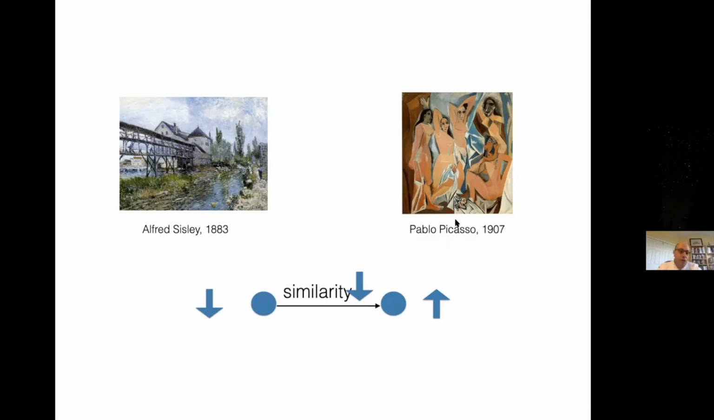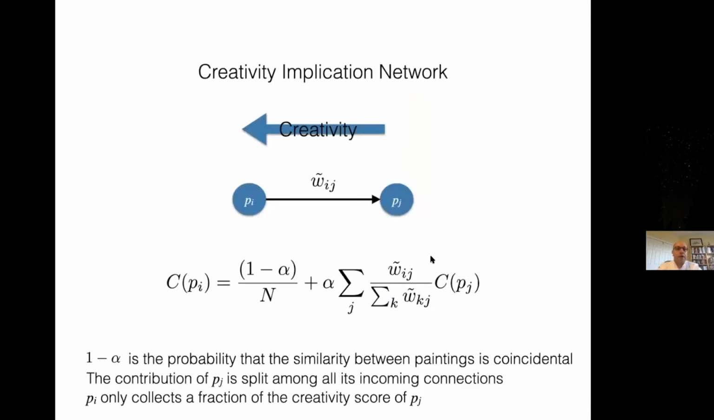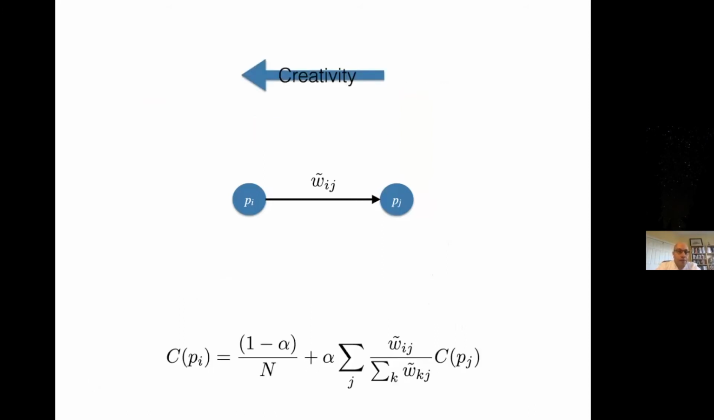So if you take these two elements of inference and start building a formulation for creativity, you can write down a formulation like that, where the creativity of any node can be described as the creativity of all nodes connected to it. In this formula here, alpha is a factor that indicates the probability that the similarity between paintings can be just a coincidence. And the way to interpret this formula is like that. Any node in the graph collects influence from all its outgoing connections in this summation here. And for any node in the graph, it distributes its creativity tokens among all incoming connections.